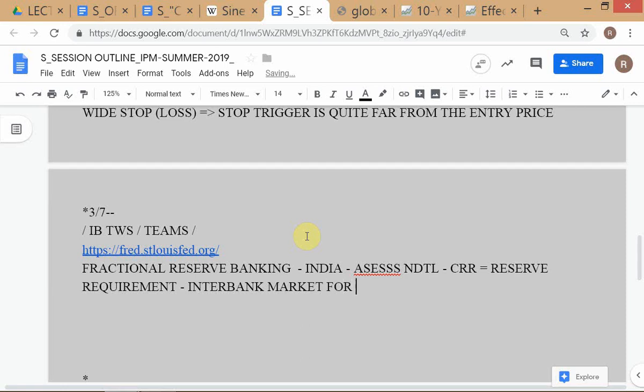So these are the general terms that we want to use. We don't want to use India specific terms. We want to use general terms because you're learning the theory at this stage and you should be able to apply it to any situation in the world. So, interbank market for reserve funds. You have an interbank market for reserve funds.